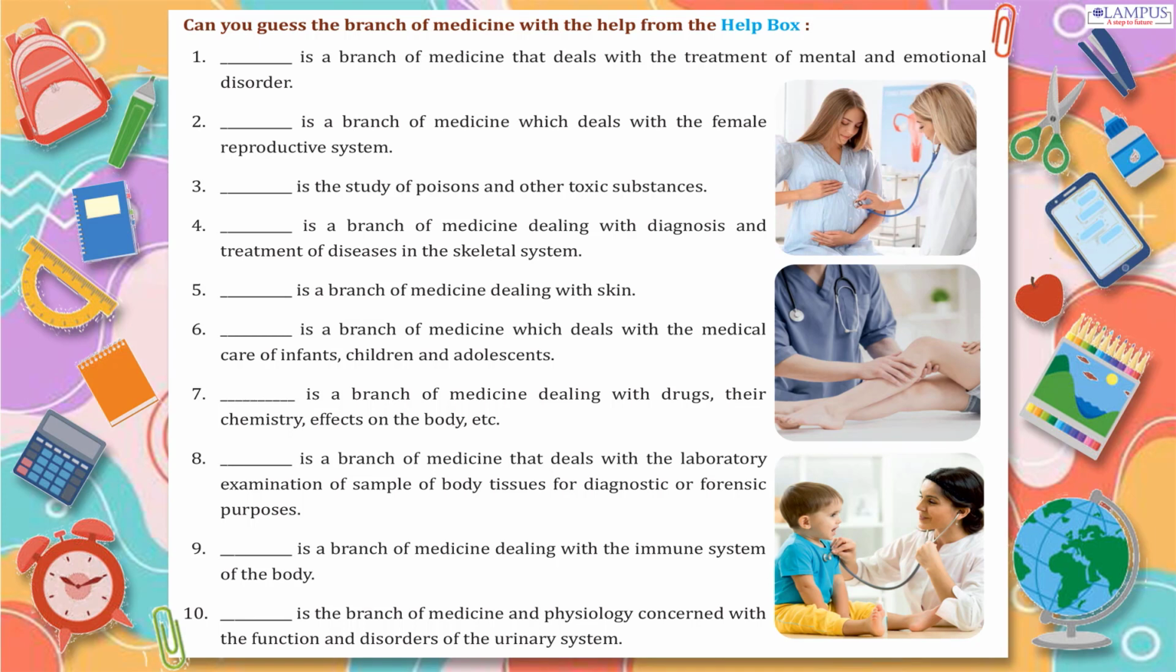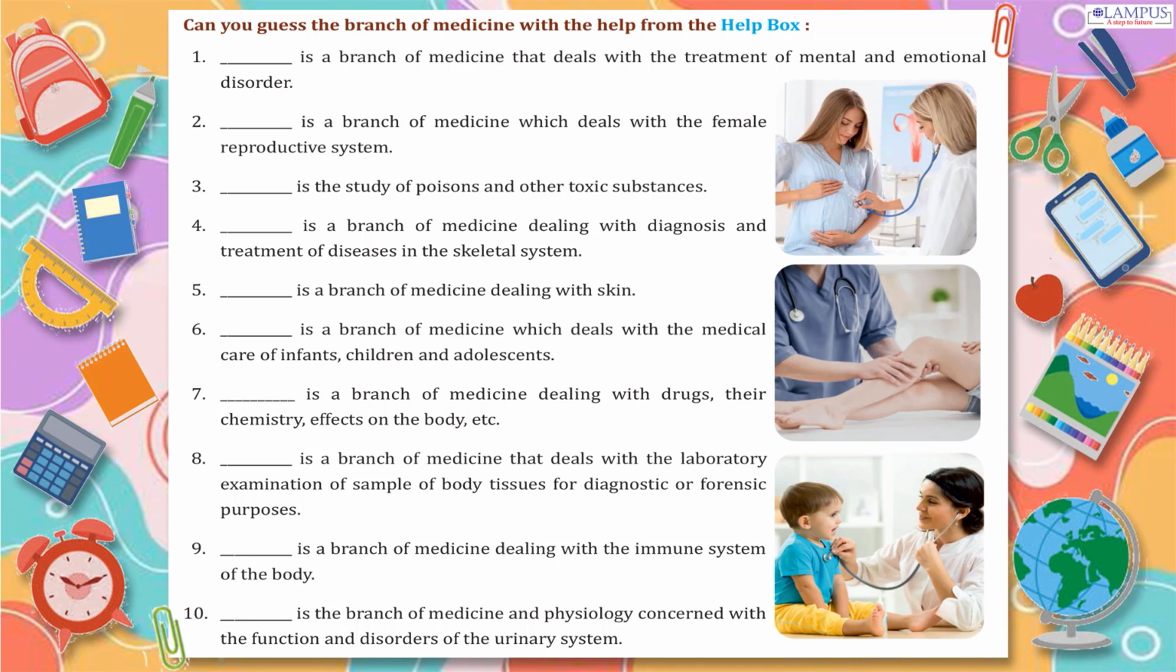3. Is the study of poisons and other toxic substances. 4. Is a branch of medicine dealing with diagnosis and treatment of diseases in the skeletal system. 5. Is a branch of medicine dealing with skin. 6. Is a branch of medicine which deals with the medical care of infants, children and adolescents.